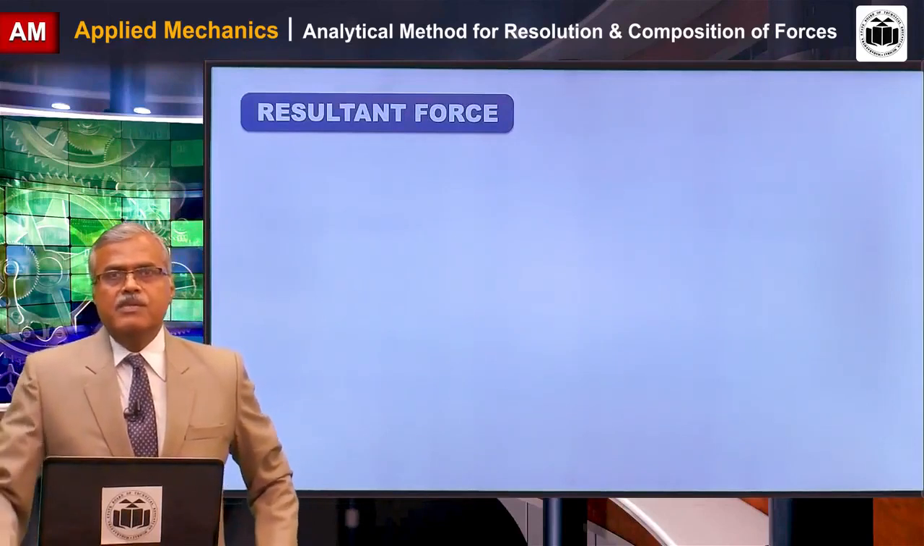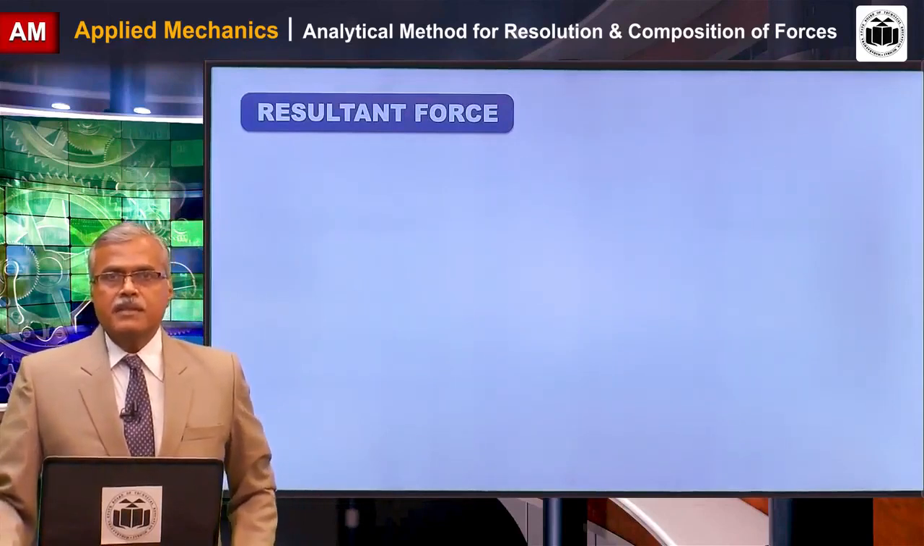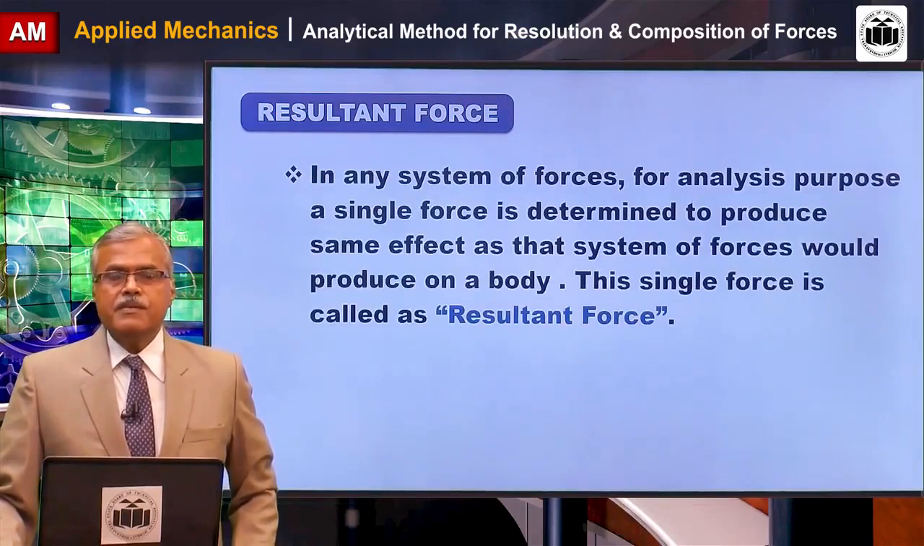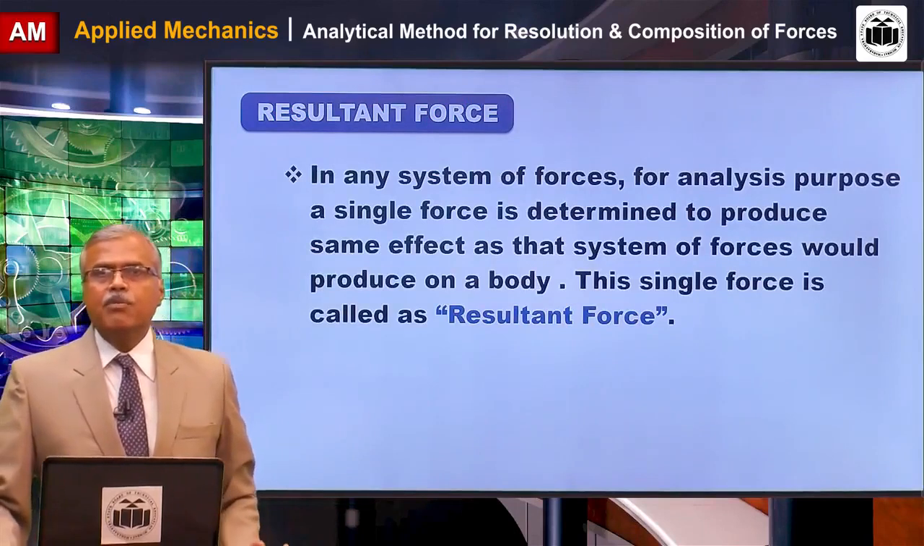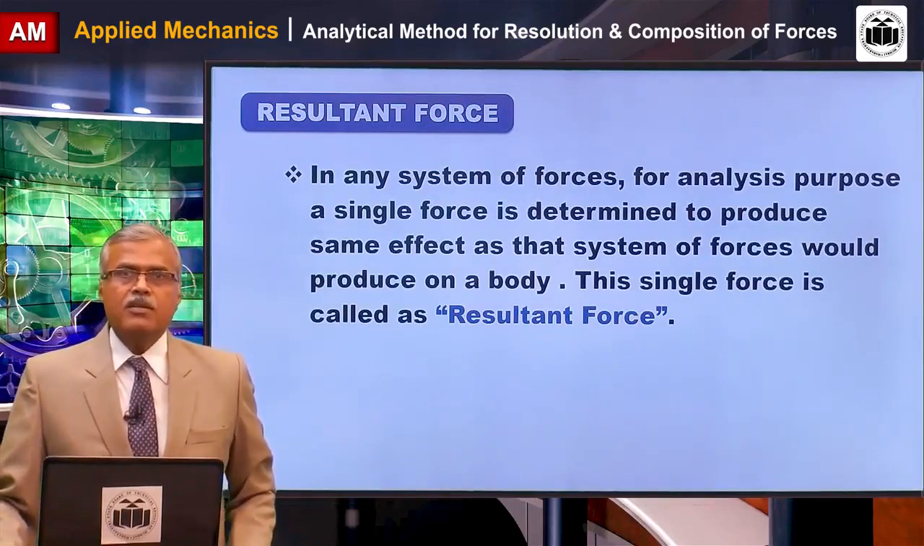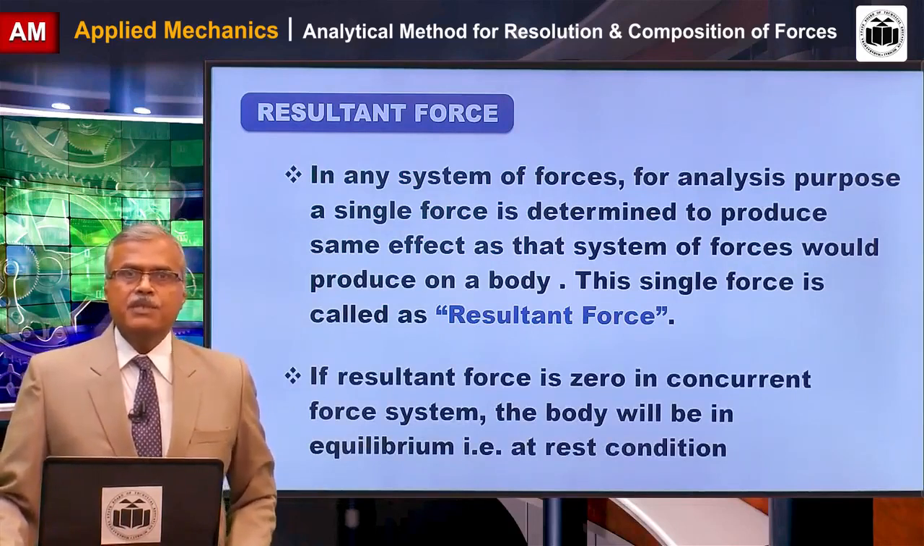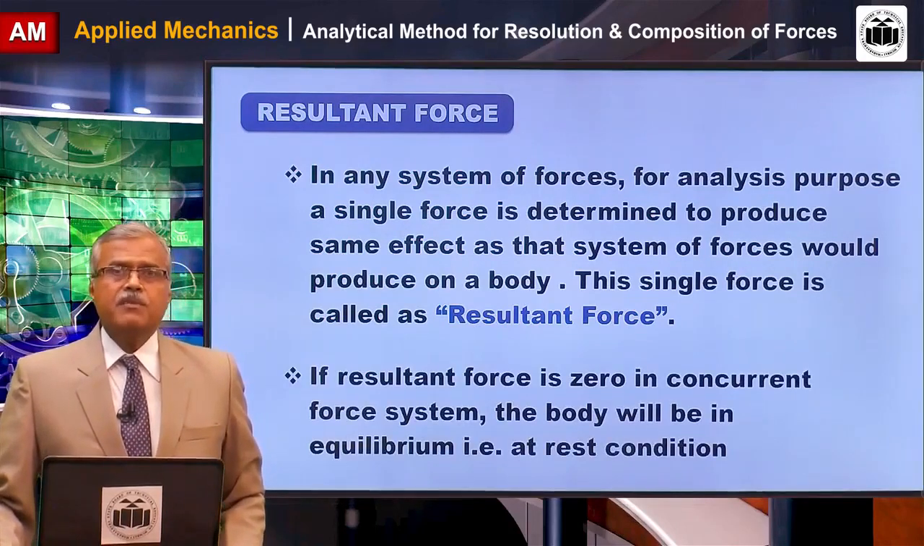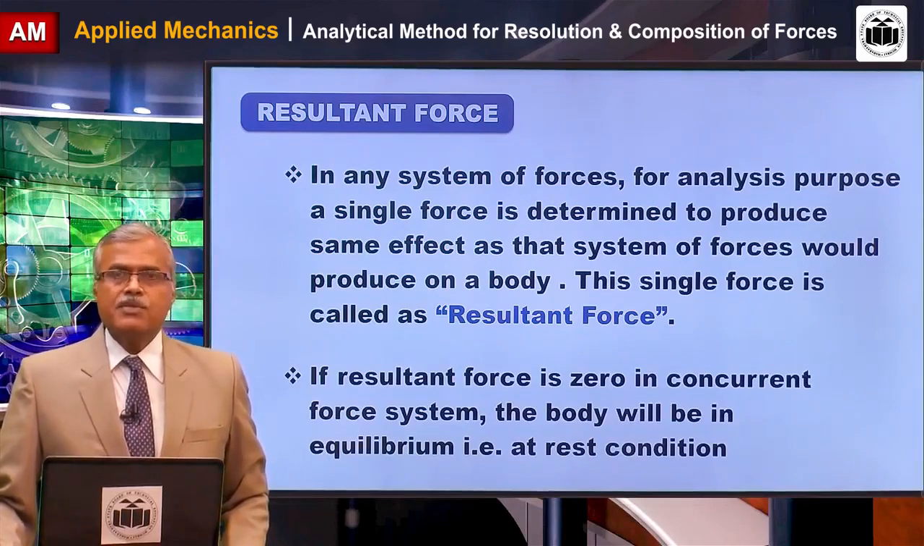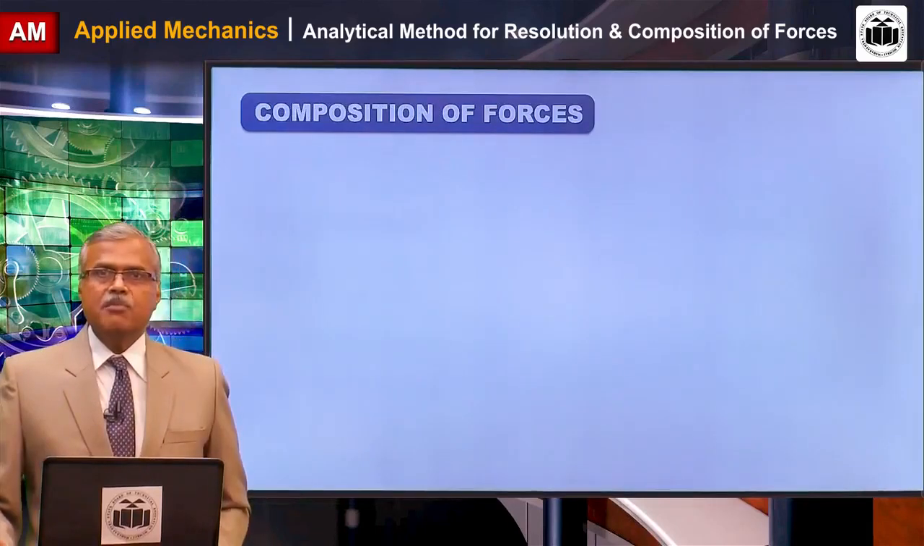Then the next concept is resultant force. The resultant force is a single force which produces the same effect as would be produced by a number of forces acting on the body. This single force is called the resultant force. The resultant force may be 0 or may not be 0. If the resultant force is 0 in a concurrent force system, then that body will be in equilibrium, that is, at rest position.